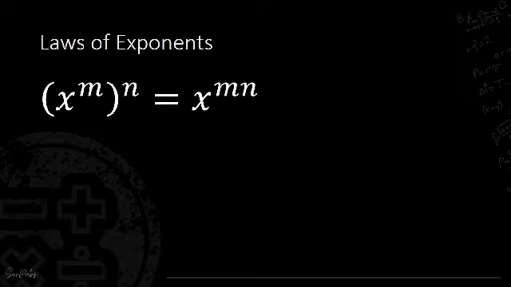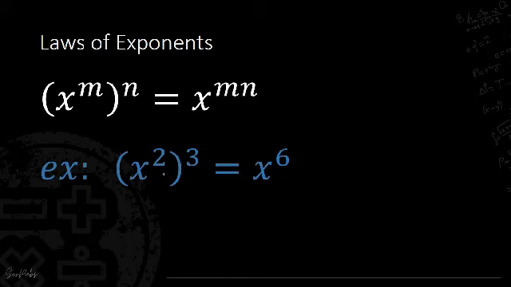Okay, so let's have the next part. So, multiplication of exponent. So, meron tayong exponent sa labas ng parenthesis. So, what will happen? So, the exponents m and n will be multiplied, m times n. So, example, we have here x to the second power, quantity raised to the third power. So, that will be 2 times 3 and that will be 6. So, x to the 6th power.